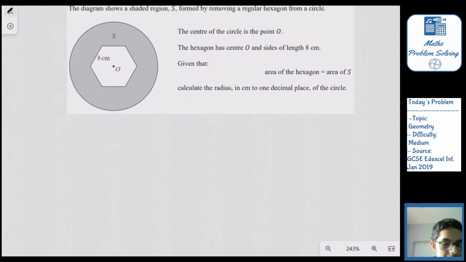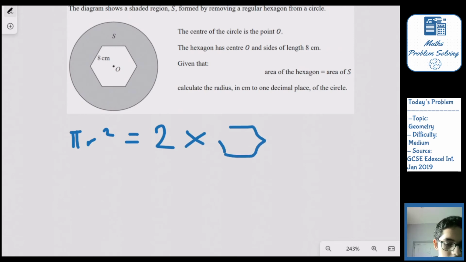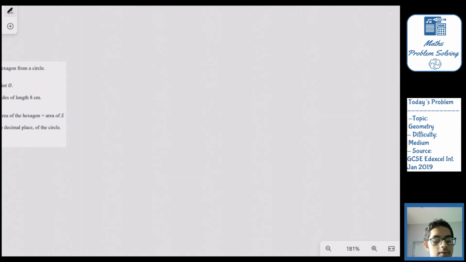Okay, so I guess the total area of the circle is effectively twice the area of the hexagon, because if the area of the hexagon equals the area of the shaded region, then that's just how it is. So pi r squared, where r is the radius of the circle, equals 2 times the area of the hexagon. I'm just going to draw a hexagon like this, which we'll come back to later on. So now let's work out what the area of this hexagon is.